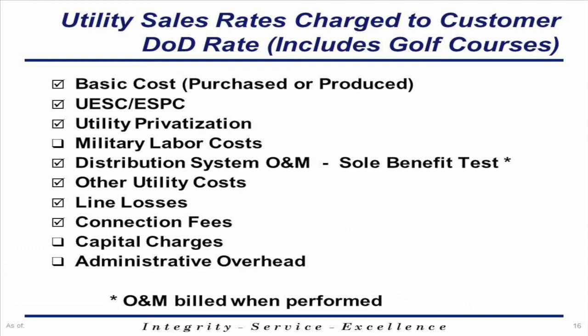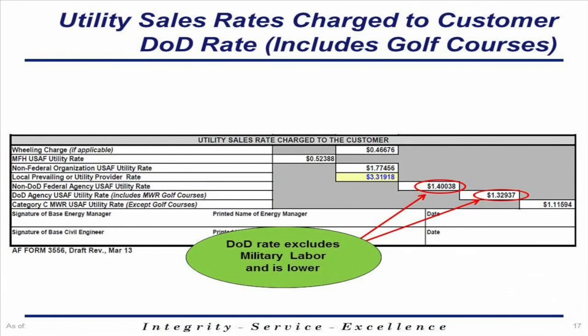Okay? The DOD rate does not include military labor, capital, or administrative overhead. Any distribution system O&M cost is not included on the Form 3556. It would be billed under the sole benefit test directly to the customer when performed. Here's the 3556 example for base produced water, and these rates shown, if you notice, the DOD rate excludes military labor, and it is lower than the non-DOD federal rate.